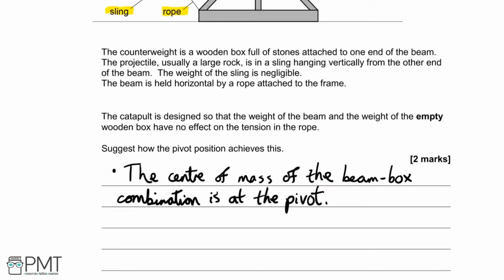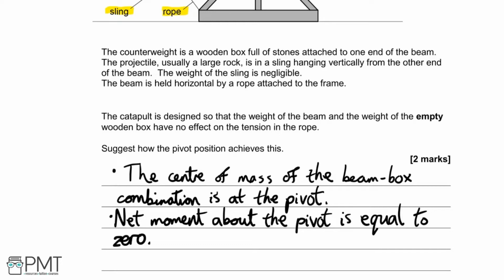Now, in addition to that, to get the second mark, you're also going to need to talk about how the moments balance. So you could say that the net moment is 0. You could say that the sum of the anti-clockwise moments is equal to the sum of the clockwise moments. I think for this, it's fine to say that the net moment around that pivot is going to be 0. So remembering there that the center of mass is the point at which all of the mass is concentrated. So it's the point around which all moments are balanced. So those are your 2 marks.